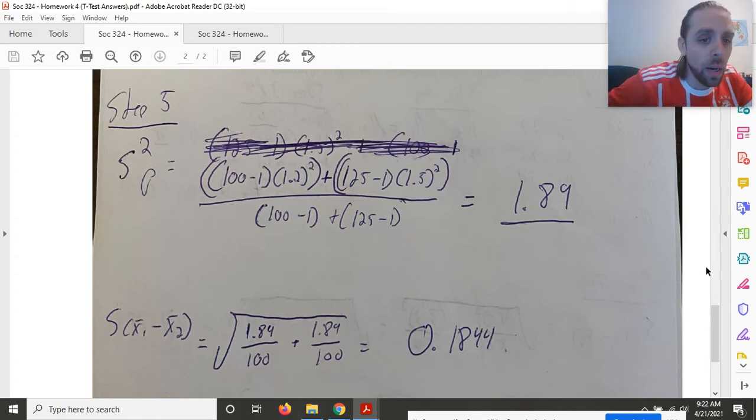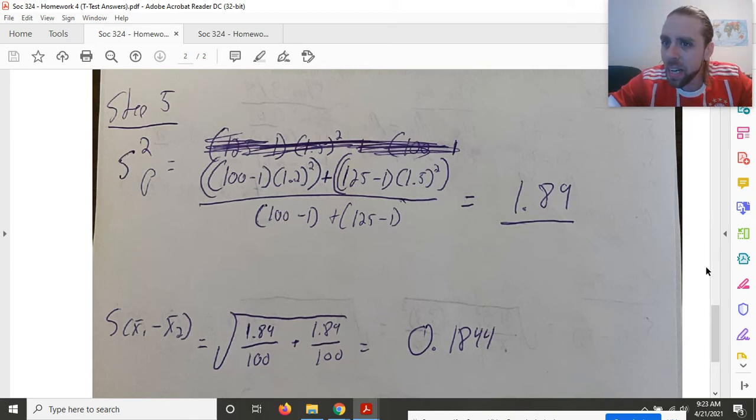So S squared P, 100 minus 1 times 1.2 squared plus 125 minus 1 times 1.5 squared. And that is over 100 minus 1 plus 125 minus 1. Do your order of operations there, right? Start with the exponent first, then go to the multiplication, then do the addition, and finally at the end the division of the denominator into the numerator. And this gives me 1.89.